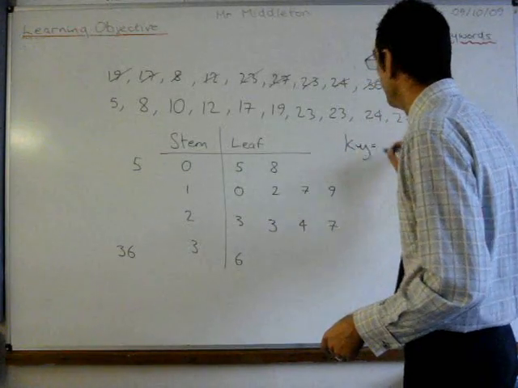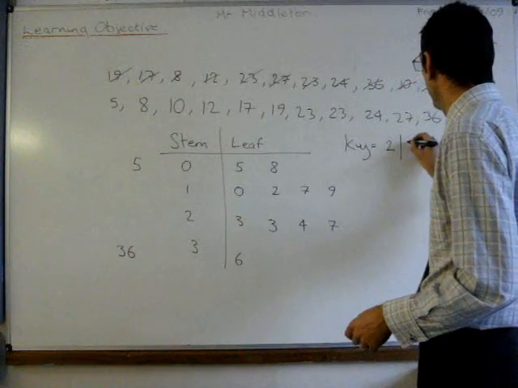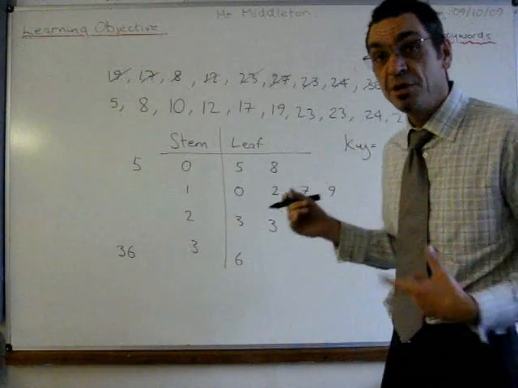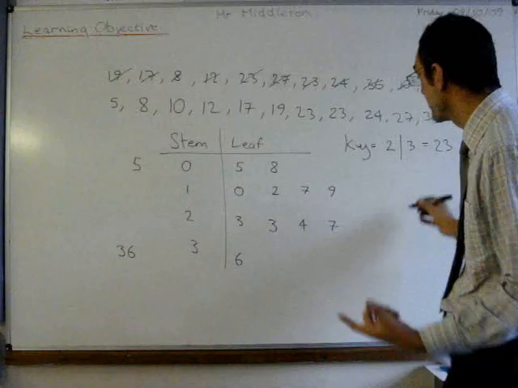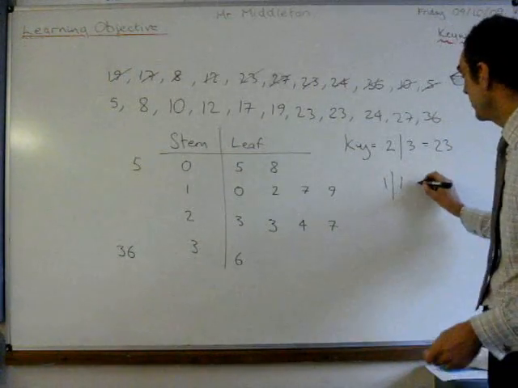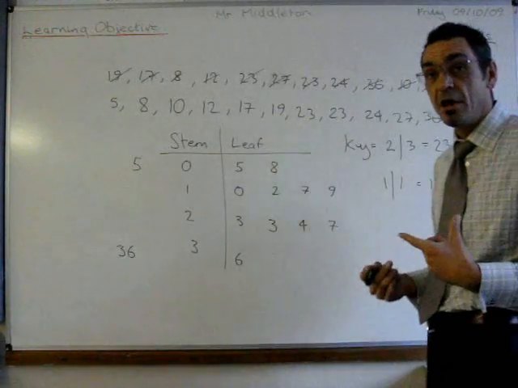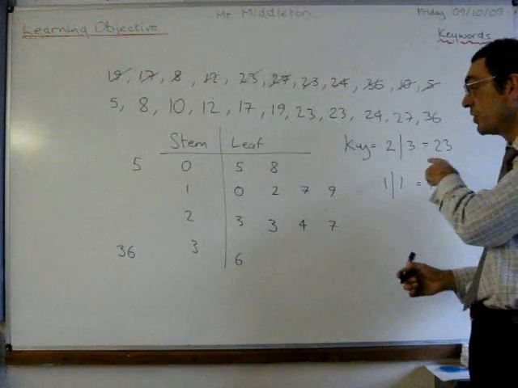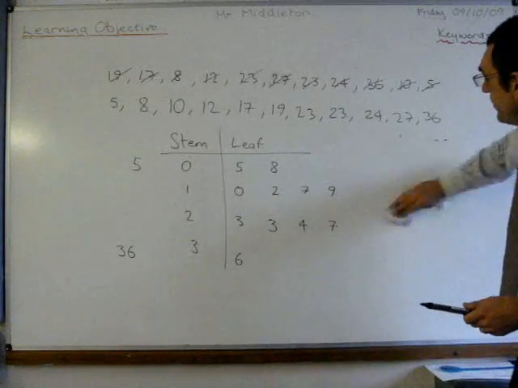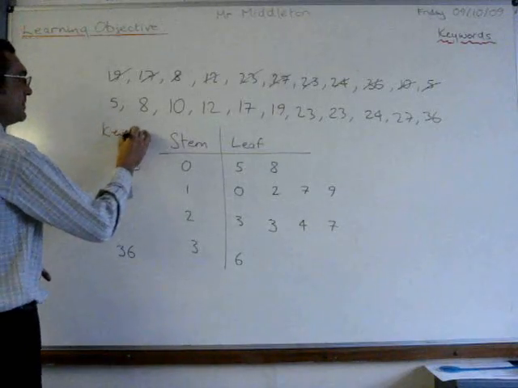Your key you write like this. Pick two numbers off of your list. In this case 2 stroke 3 equals 23. Be careful when you do that so that you don't have two numbers the same. For example, if I write down on my key 1, 1 equals 11, it's fine for now, but when I use this to do more complicated diagrams, it can get very confusing. So just make sure these two numbers are different. Okay. So now I've constructed my stem and leaf diagram.